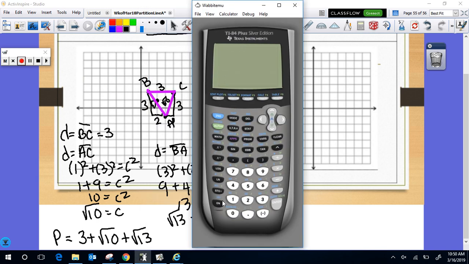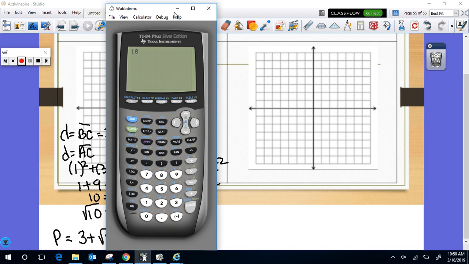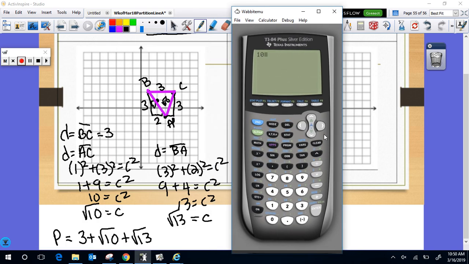I'm going to grab the calculator. I'm going to get 10. Oops, I'm wrong. Alright, just a second, guys. Okay, so I get 3 plus the square root of 10 plus the square root of 13, which equals 9.76. And make sure you round to whatever they tell you to round to.